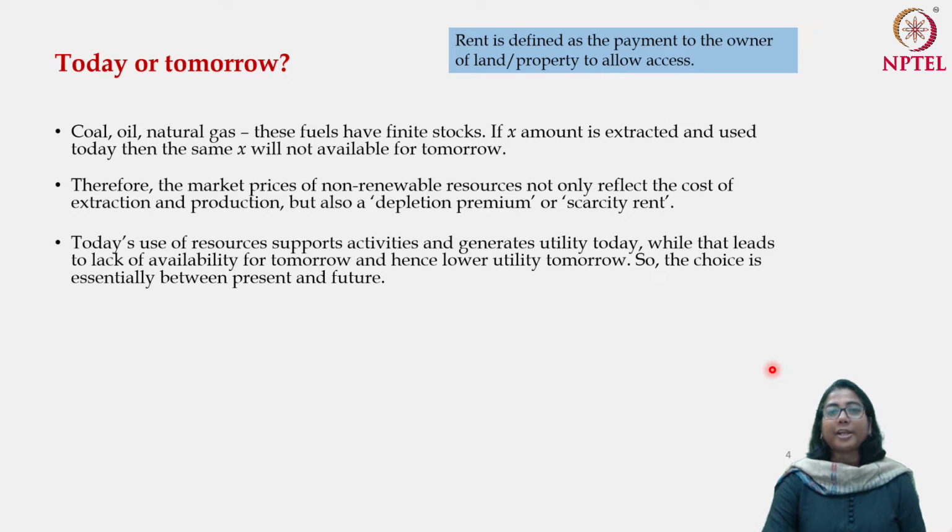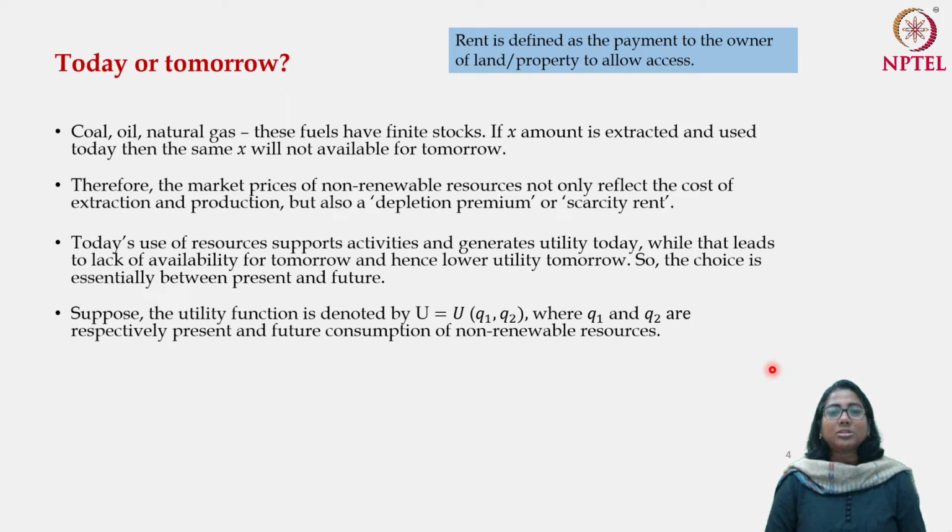Let us try to develop a theoretical model. This is a very basic fundamental theoretical model, and there are a lot of advancements on this, but we are just exploring the beginning. Suppose the utility function of the economy, or you can think of the consumer, is denoted as U = U(Q1, Q2). Q1 is the present consumption of the non-renewable resources, and Q2 is the future consumption of non-renewable resources. Now, utility is a function of both present consumption as well as future consumption.